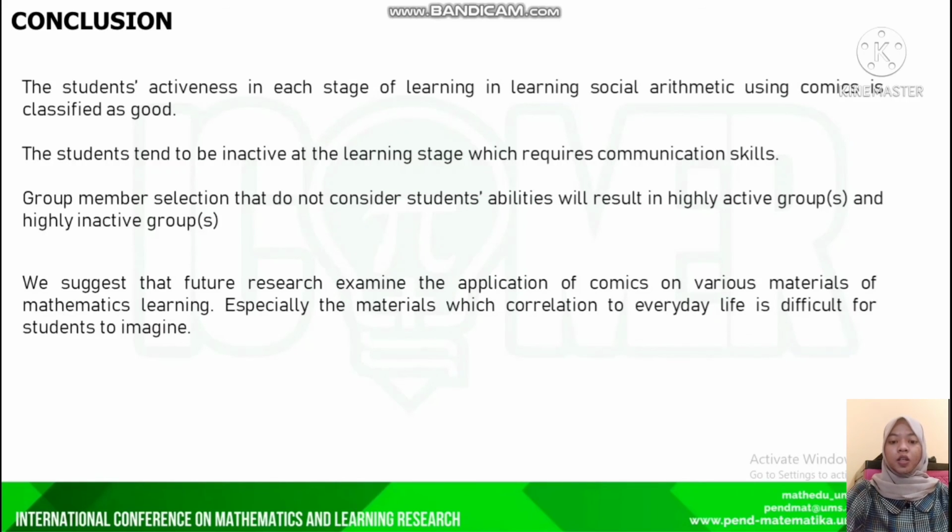Furthermore, we also suggest other researchers to examine the application of comic on various topics of mathematics learning, especially the topic which difficult to be imagined by students.